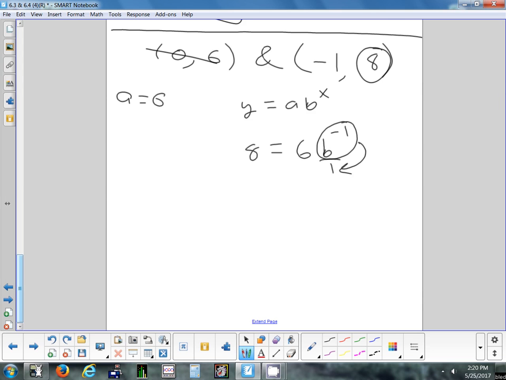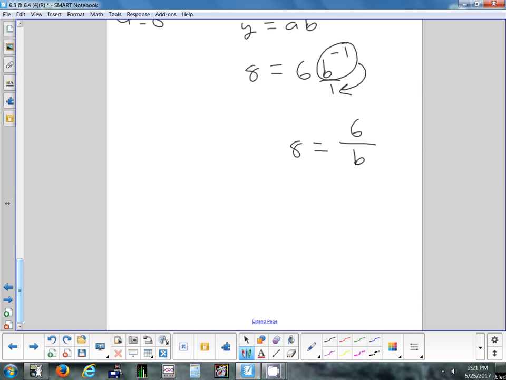Okay, I'm showing you that because that might happen on the test. So now you have that. Instead of having the b right next to the 6, you put it in the bottom. What happens to the exponent when you move it to the bottom? Becomes positive. Yep. So why did you get rid of the 1 completely? Oh, you can leave it, but what's b to the first power? It's just b. So anything to the first power is just itself.